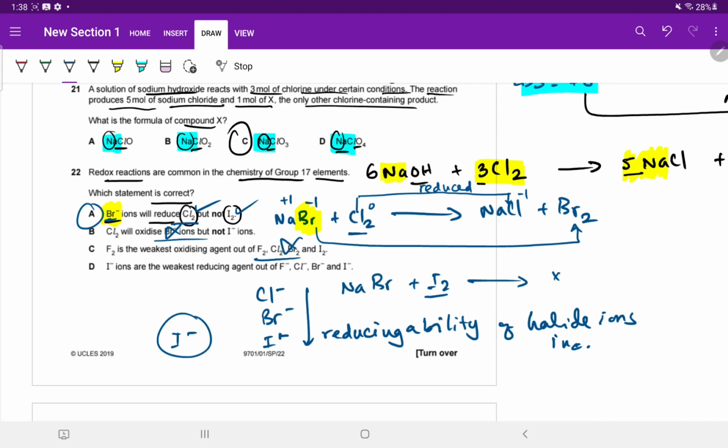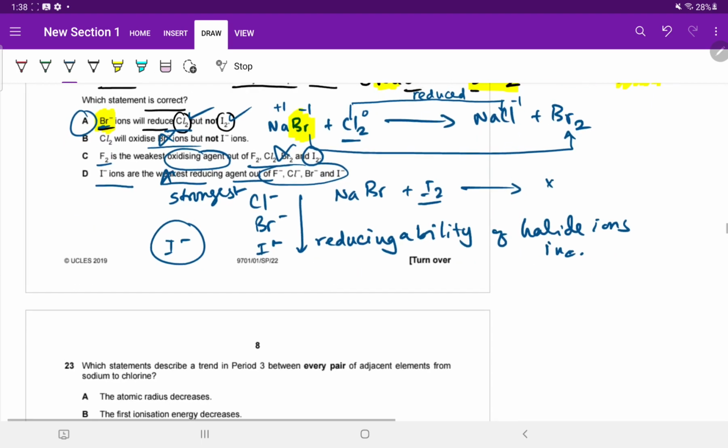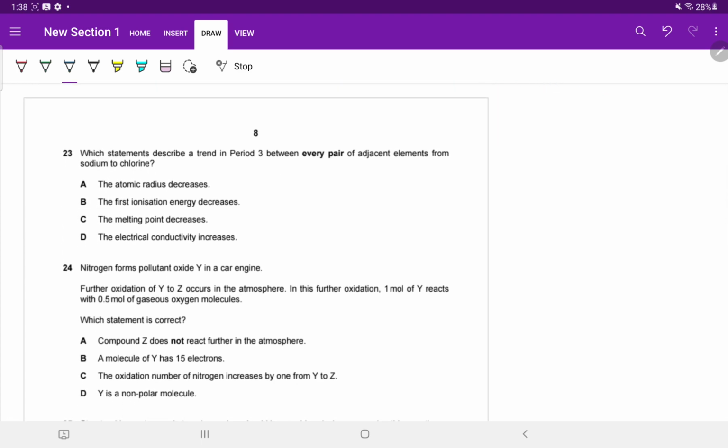No, this is wrong, because they're talking about oxidizing agents, they're talking about halogens here. So as for halogens, I2 must be the weakest oxidizing agent and F2 needs to be the strongest oxidizing agent. Option D says I minus ions are the weakest reducing agents out of these things. No, this has to be the strongest. So all the other options are wrong. So let's move on to our next question.